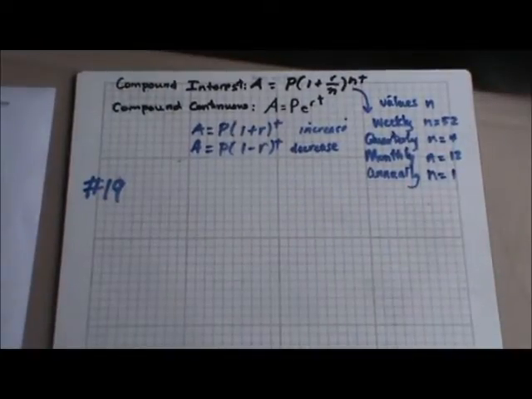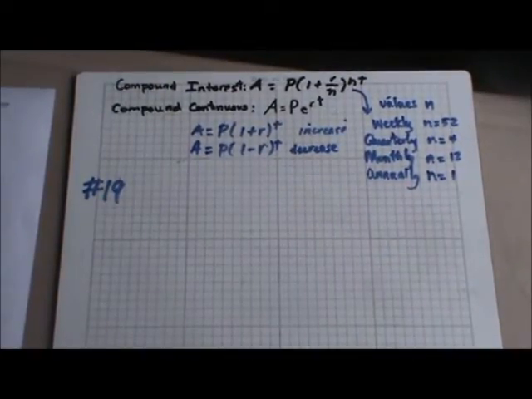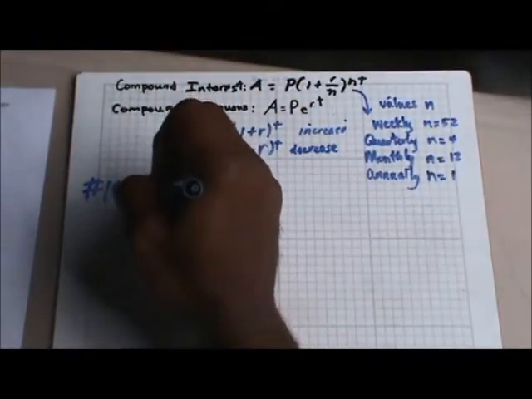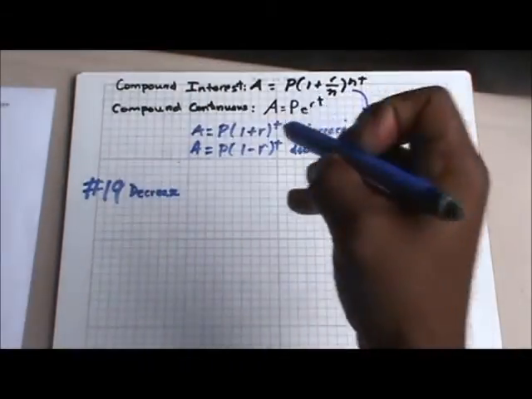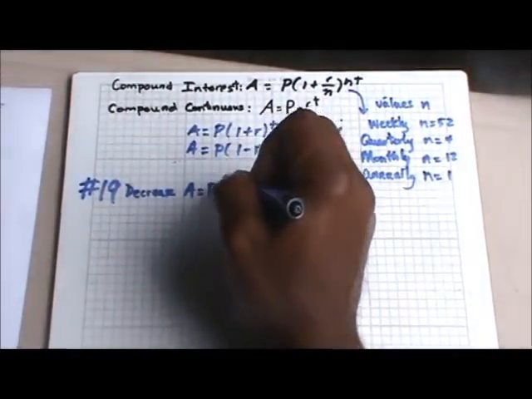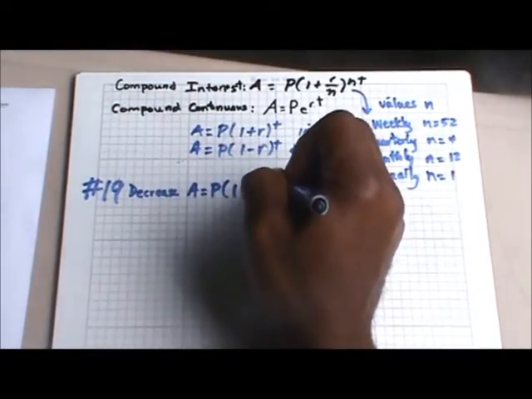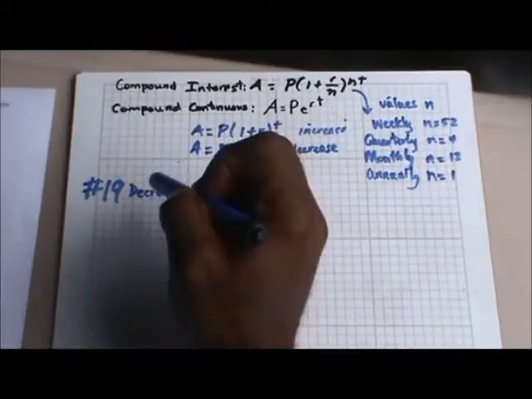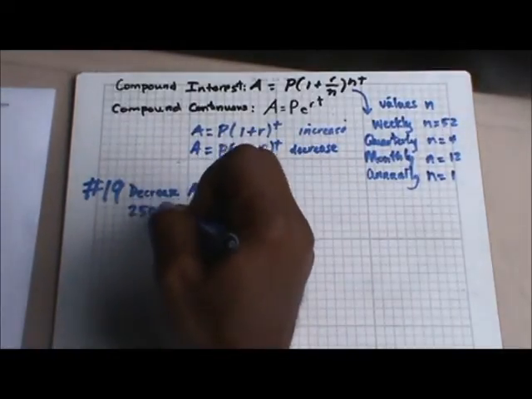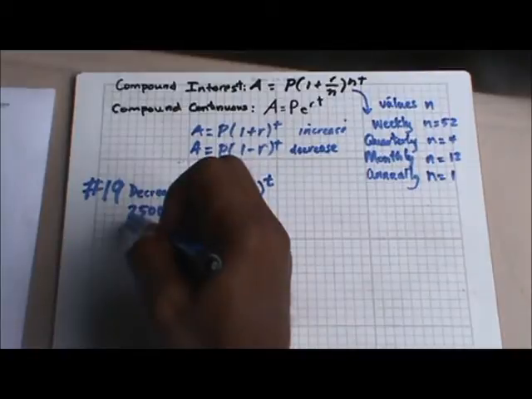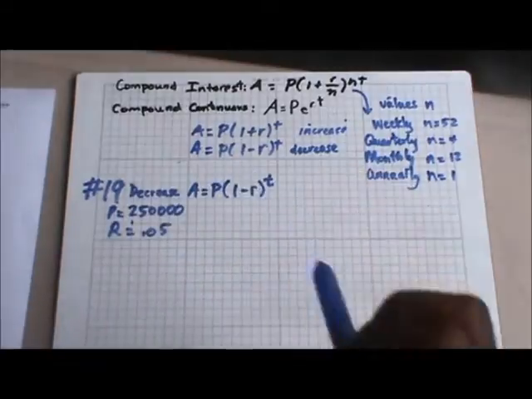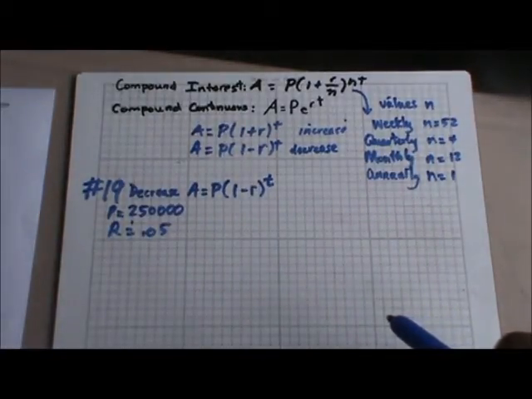Number 19. A town has a population of 250,000. Due to a loss of jobs in the area, the population of the town decreases at a rate of 5% per year. So it's a decrease, which lets us know that we're going to go A is equal to P times 1 minus r to the t. The initial value P is 250,000, at a rate of 0.05.